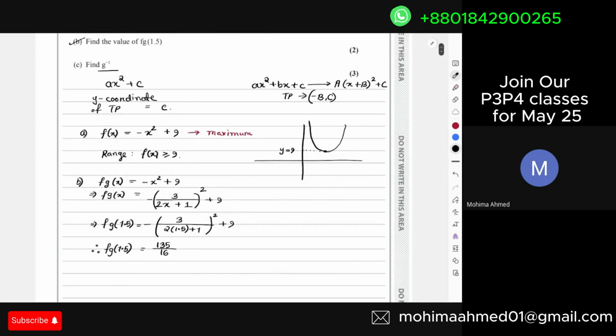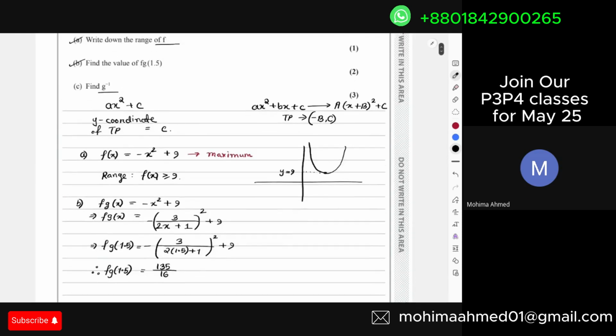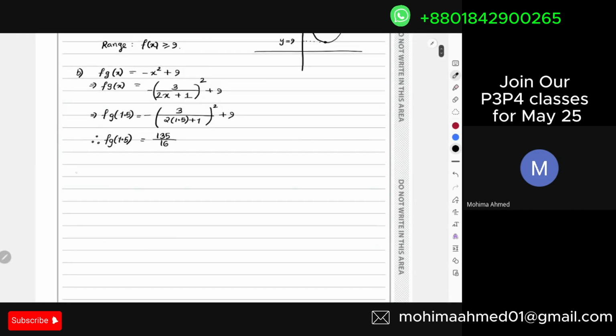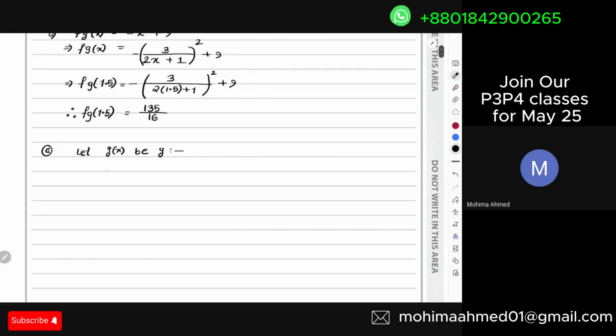Okay, in part C, they're asking for the inverse function. Try to write down the inverse of g(x). Other than that, nothing else, only giving you 3 marks for it. In the general case, for your inverse function, we always consider f(x) to be y. So let g(x) be y. Then we can write that y equals 3 divided by 2x plus 1.